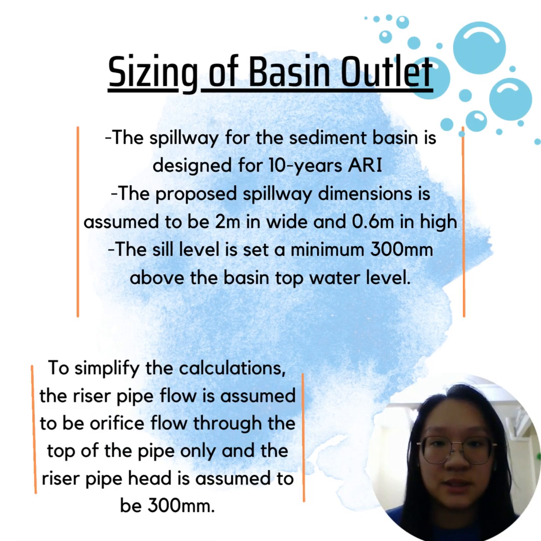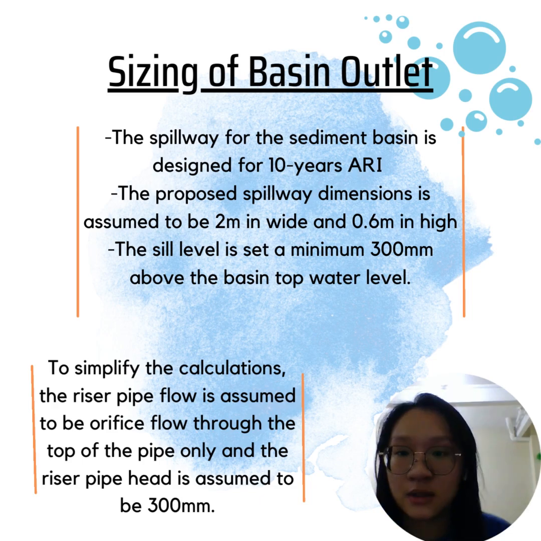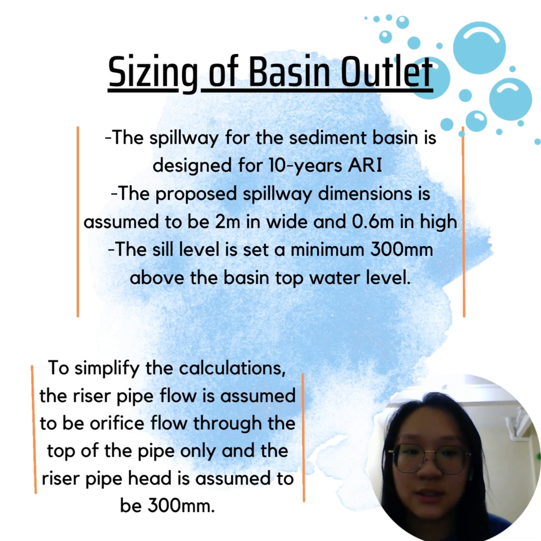For sizing of the basin outlet, the spillway for the sediment basin is designed for 10 years ARI, while the proposed spillway dimensions are assumed to be 2 meters in width and 0.6 meter in height. The sill level is set a minimum of 300 mm above the basin top water level. To simplify the calculations, the riser pipe flow is assumed to be orifice flow through the top of the pipe only, and the riser pipe head is assumed to be 300 mm.